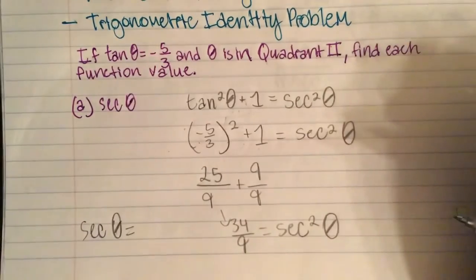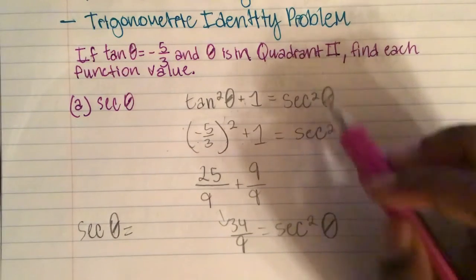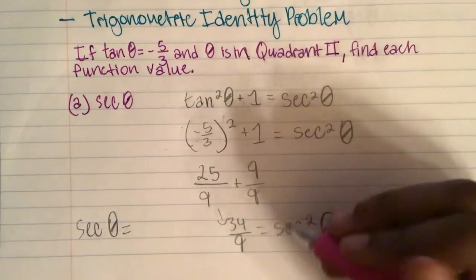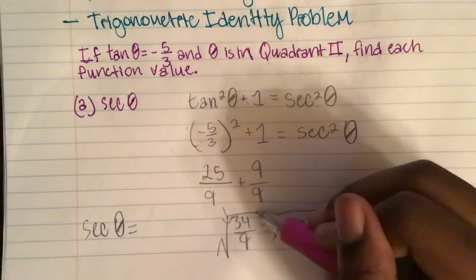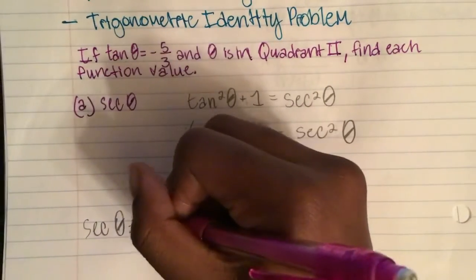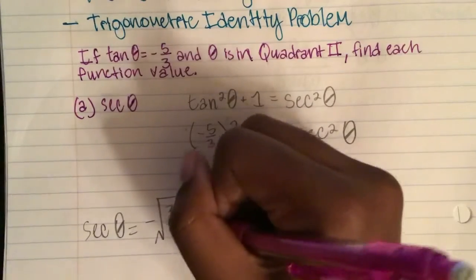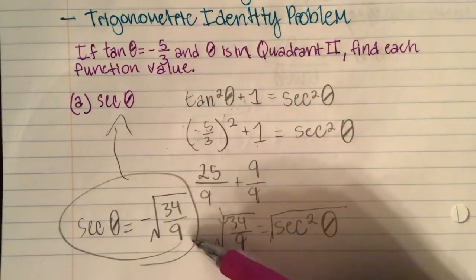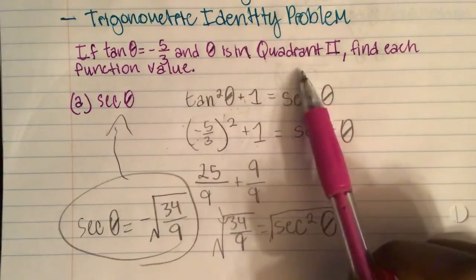So that's going to give us, I'll write it over here, secant of theta is going to be equal to, and since we know that it's in quadrant 2, secant is going to be negative. So if we take the square root of both sides, it's going to equal the square root of that. So our answer is ultimately going to be negative square root of 34 over 9. And that is going to be the value of secant if the tangent of theta is negative 5/3 in quadrant 2.